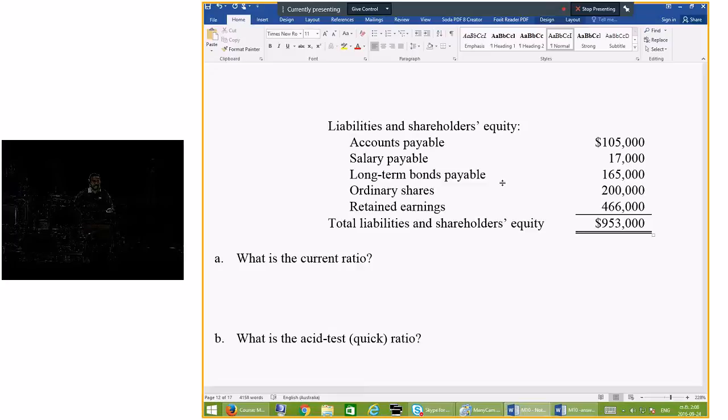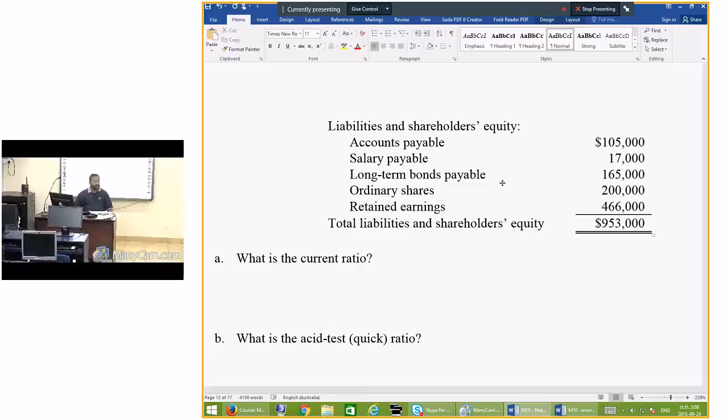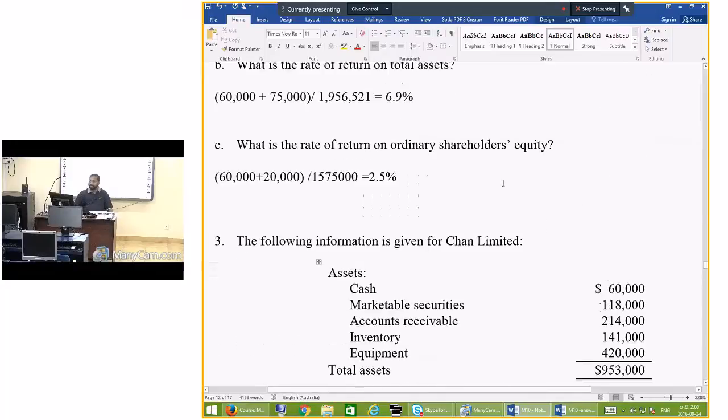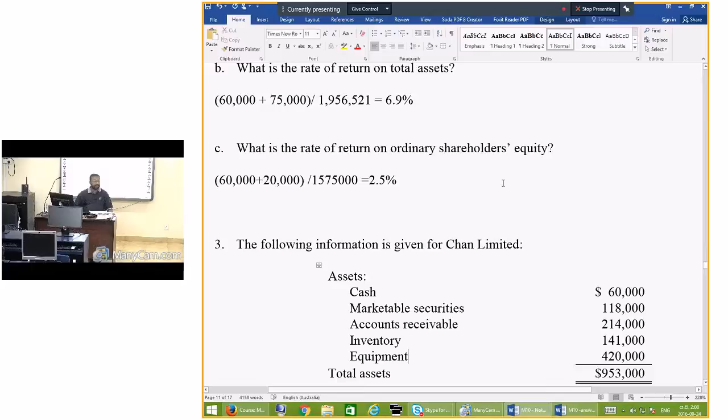Why? What's the question? What's the problem? Two point? $60,000 plus 20,000 is 80,000. 80,000 divided by 1,575,000 is 5.0.